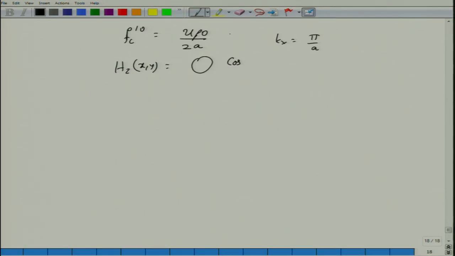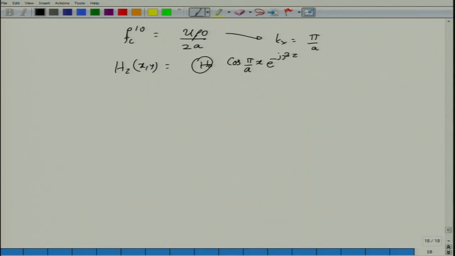For the TE10 mode, kx is equal to pi by a, therefore, this would be cos of pi by a into x, and in terms of z, it would be e power minus j beta z, where beta we have already determined from that expression, and this would be some constant which we will call h0. If you are not happy with the constant, this is the constant that would be bx into by, something like that. So, bx into by, that would be the constant that would be left out. We simply put all of them into a single constant h0.